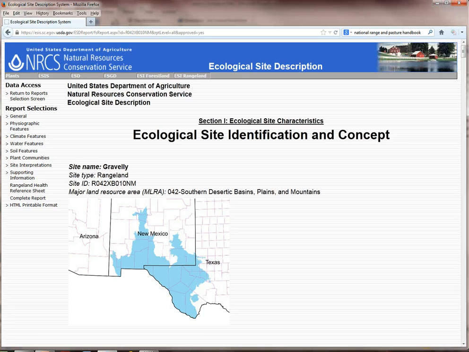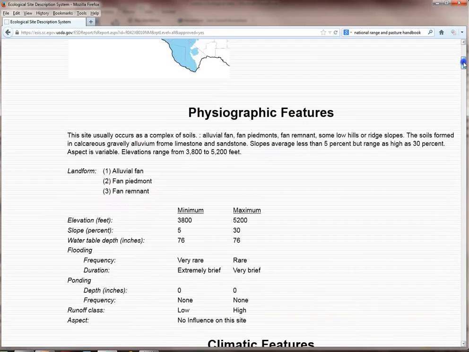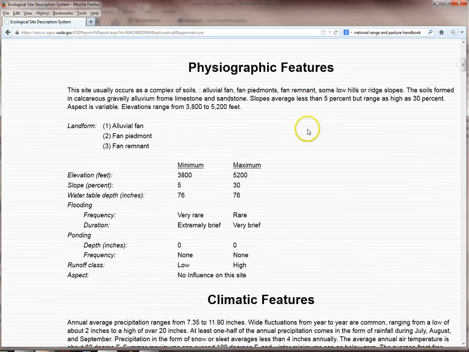It just takes a minute to pull up that complete report. And then what we can do is we can just quickly scroll through. Remember, the first are site characteristics. We get information. Remember, the physiography is very important, and so this tells us the type of landscape position that we would expect to see.